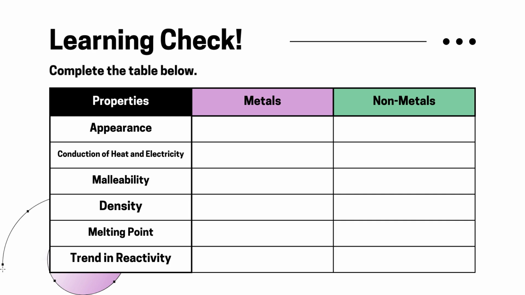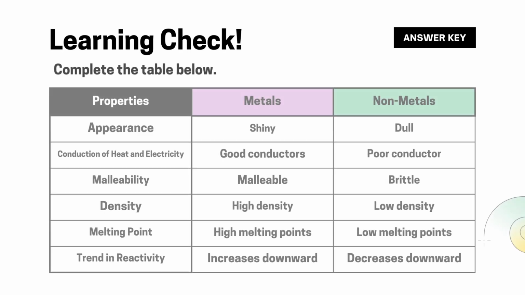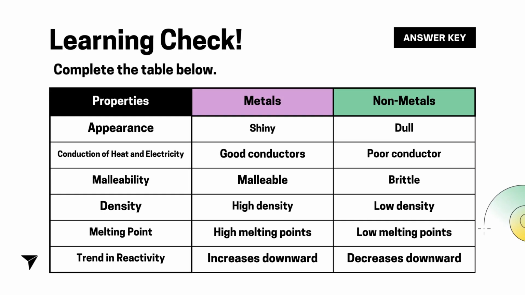So complete this table. Here are the metals and non-metals, and here are the properties: appearance, conduction of heat and electricity, density, melting point, and change in reactivity. Here's the answer key, guys. I already gave the differences between metals and non-metals properties.